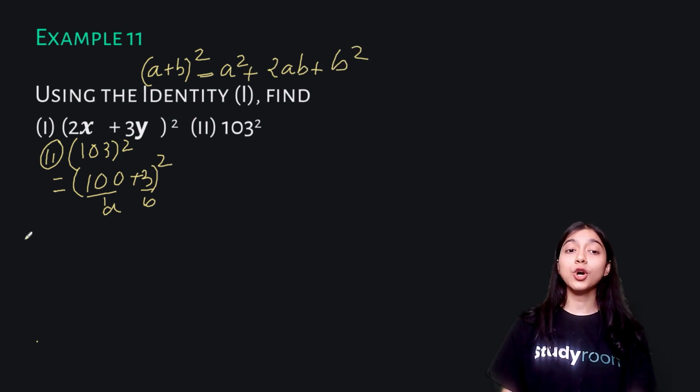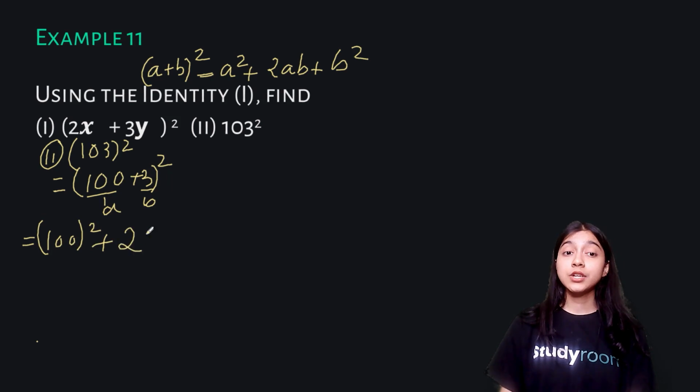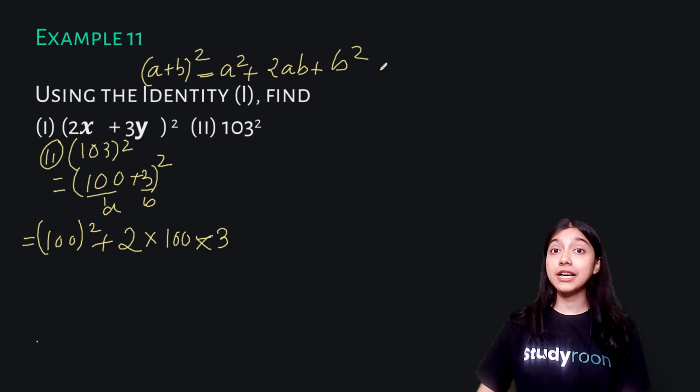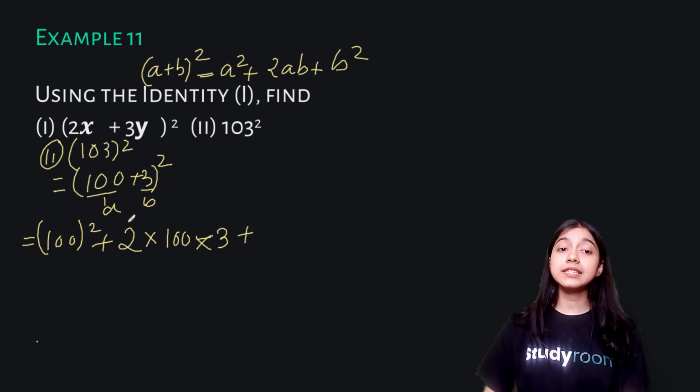Now, let us solve it using the identity. So, in place of a, we have 100. So, the first thing we have is 100 square. Sorry, we have 100, so we'll take 100 square plus 2 times a into b. A we have 100, so I'll write 100 into 3, because b we have 3, and then we have plus b square. So I'll write plus, instead of b we have 3 over here. So I'll take 3 square.